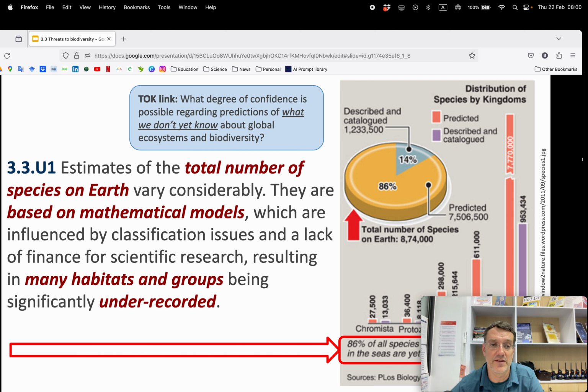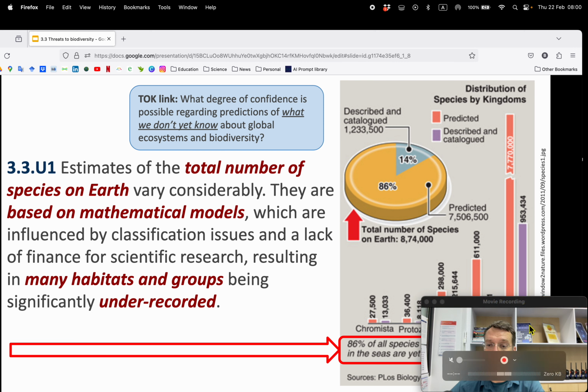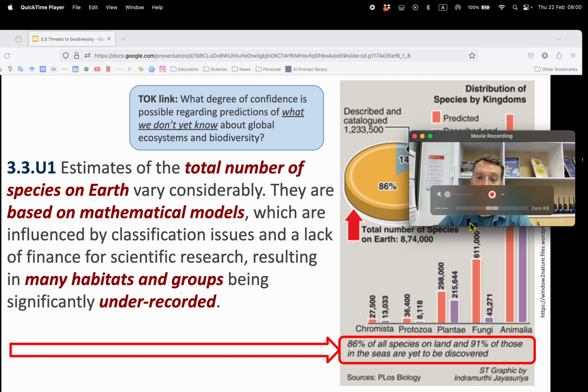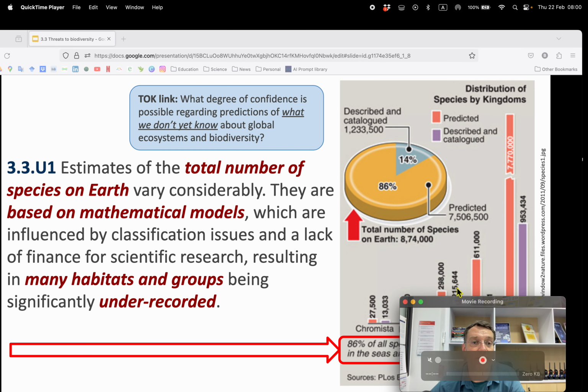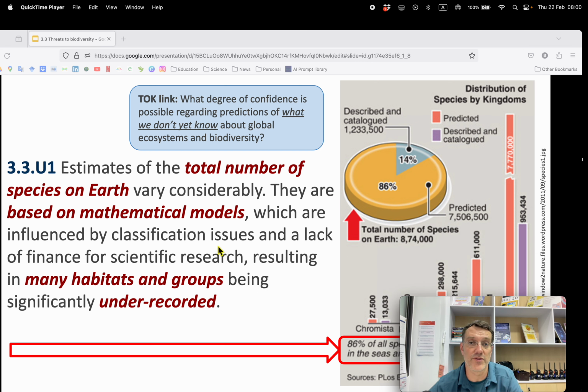Quantifying biodiversity. Estimates of how many species there are on our planet vary widely. And if we take a look at what's hiding behind my picture, we see that 86% of all species on land and 91% of those in the seas are yet to be discovered. In part, that's because they're difficult to find, in part because of a lack of funding. There are many reasons for that, but basically the short answer is we're not entirely sure what lives on our planet. We've only assessed a small portion of it.